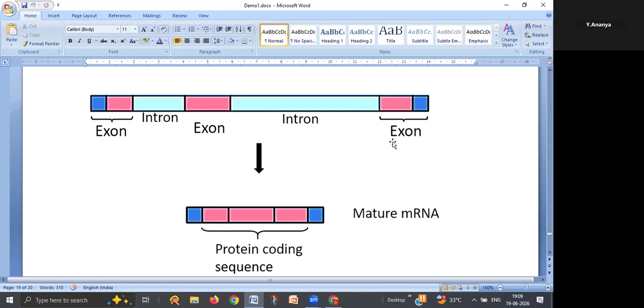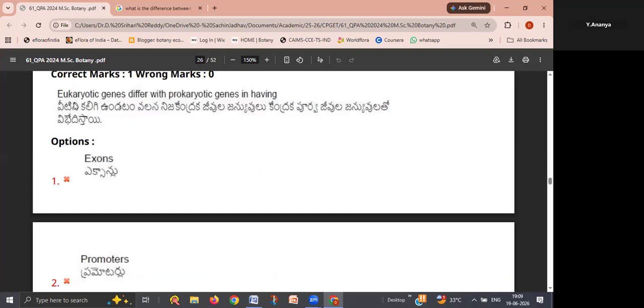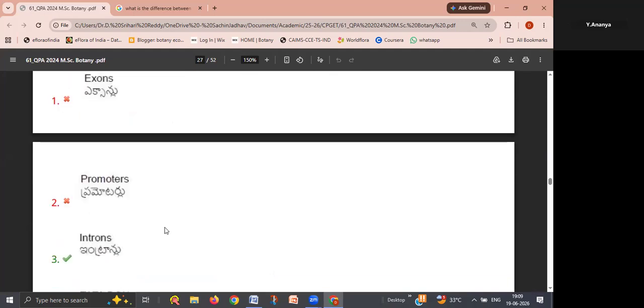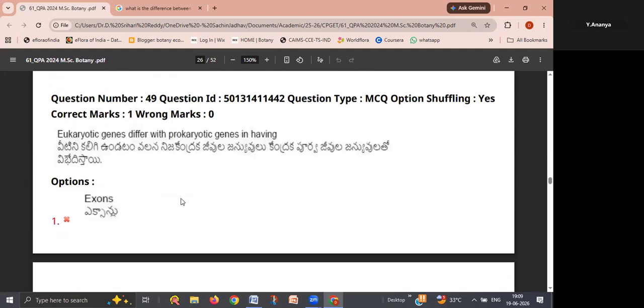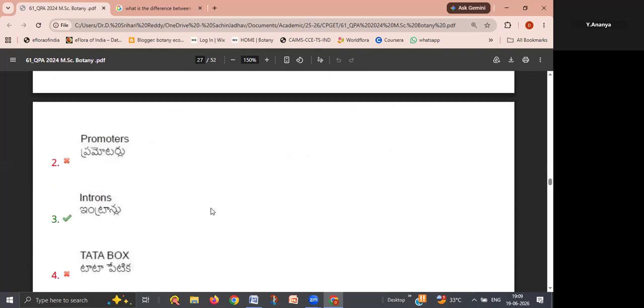That is the main difference between prokaryotic genes and eukaryotic genes. In prokaryotic genes, there are no introns. Here they have given: eukaryotic genes differ from prokaryotic genes in having exons, promoters, introns, and TATA box. The right answer is introns, because both prokaryotic and eukaryotic genes have exons, but only eukaryotic genes have introns, which are the non-coding sequences. That you have to remember.